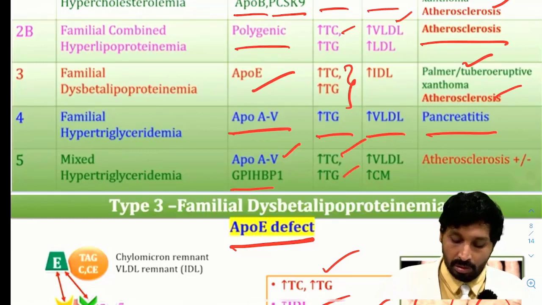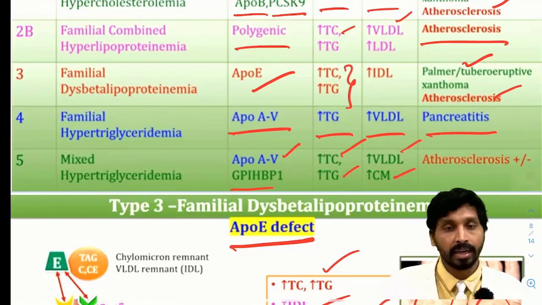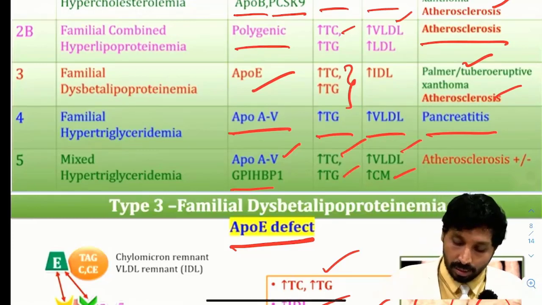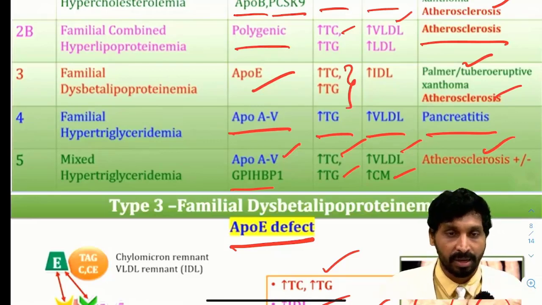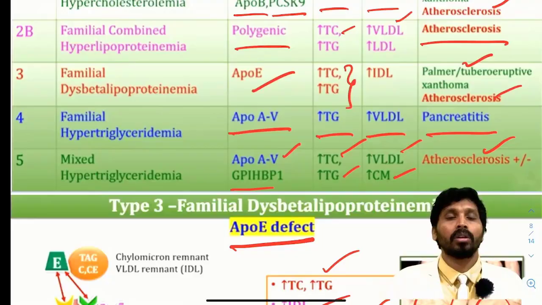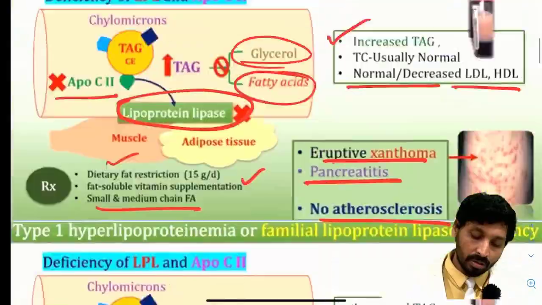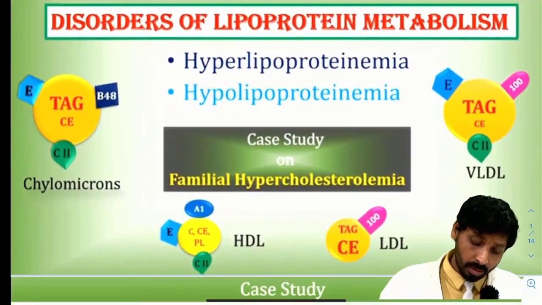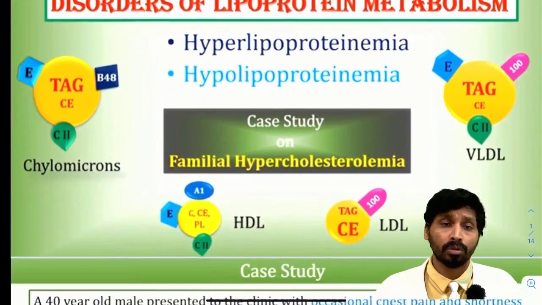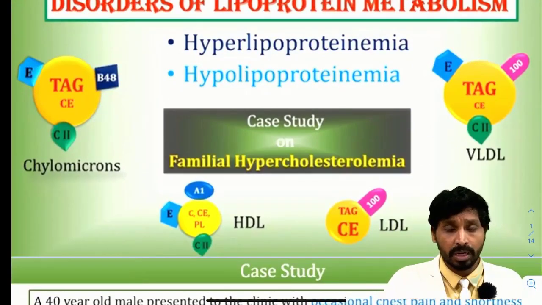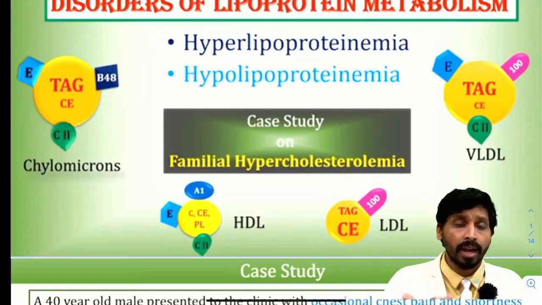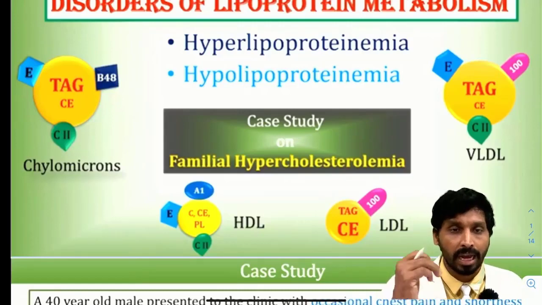Increased total cholesterol and triglyceride levels, increased VLDL and increased chylomicrons. So atherosclerosis is more positive in the case of mixed hypertriglyceridemia. So these are all the things about the disorders related to lipoprotein metabolism, both hyperlipoproteinemia and hypolipoproteinemia. Hypolipoproteinemia we have already discussed: abetalipoproteinemia and Tangier disease are the examples.